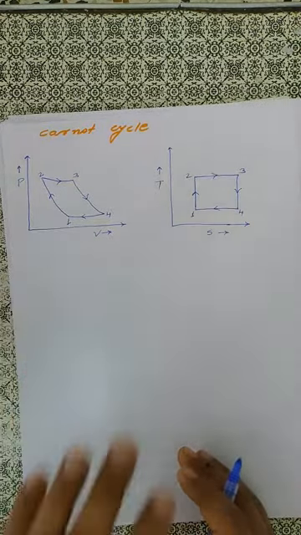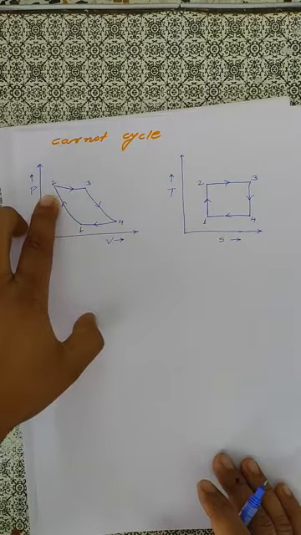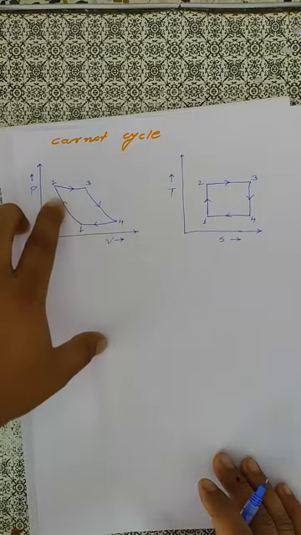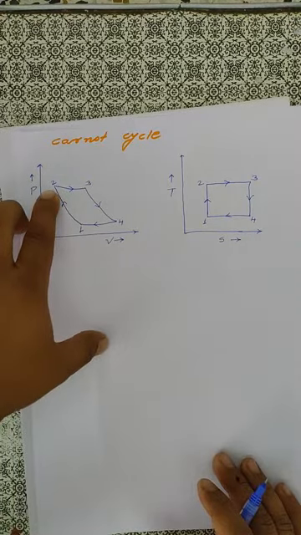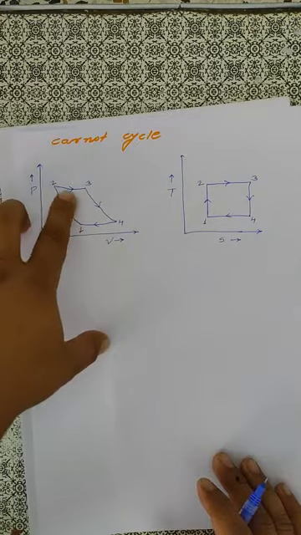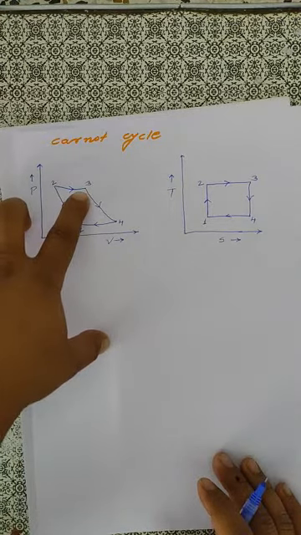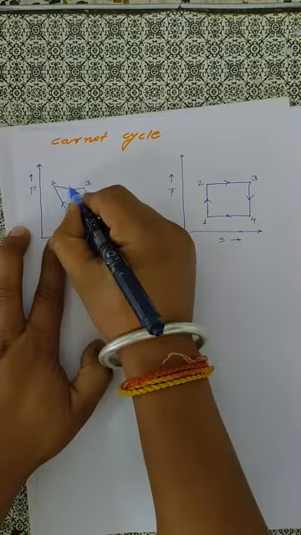Now here we will see the PV diagram. The 1 to 2 process is reversible adiabatic compression, that is, isentropic compression. Now the 2 to 3 process is isothermal expansion, that is nothing but heat addition.